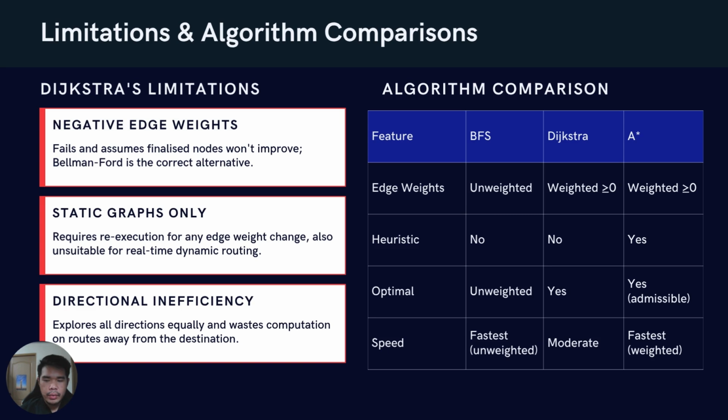So here on the right, we compare Dijkstra with other algorithms. BFS is a very fast algorithm, but it only works for unweighted graphs, so it cannot handle MRT systems where transfers have different costs. A star can be faster for larger networks because it uses a heuristic to guide the search, but it requires additional design and it is not necessary for a relatively smaller MRT network. So overall, Dijkstra is still the most suitable choice here because it handles weighted graphs effectively and guarantees the shortest path without requiring extra assumptions.